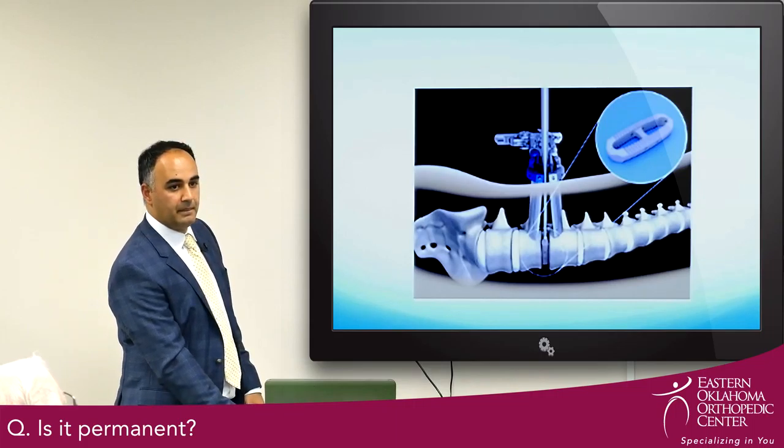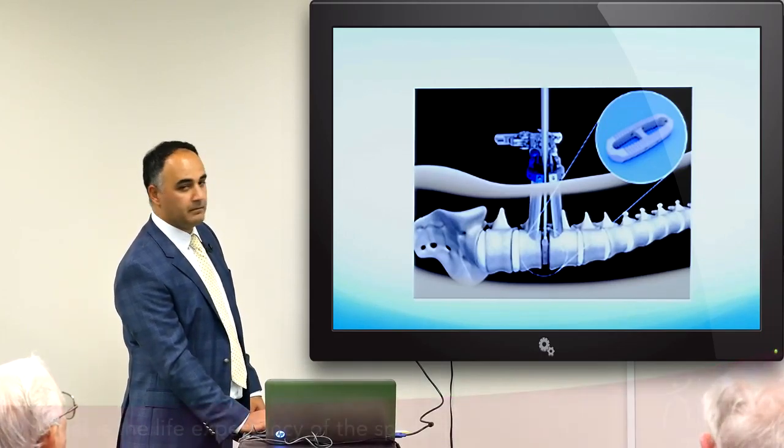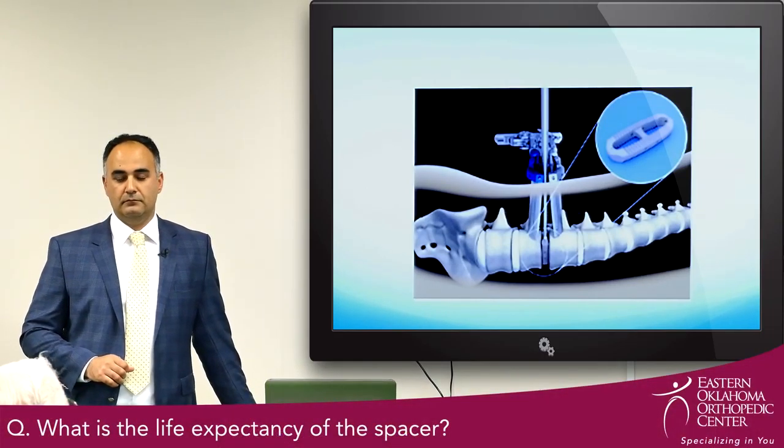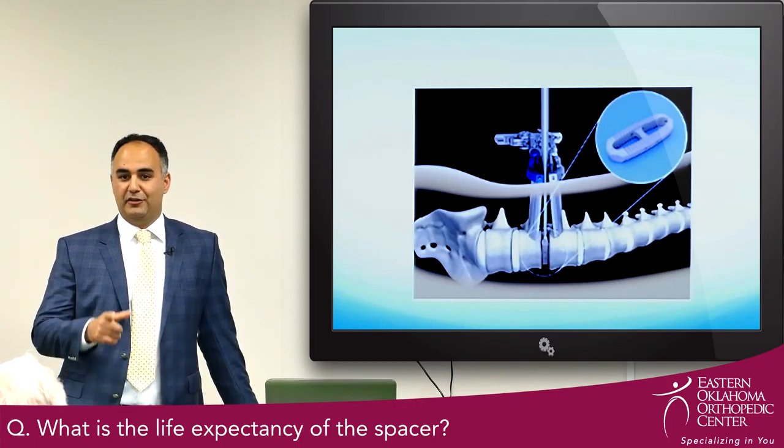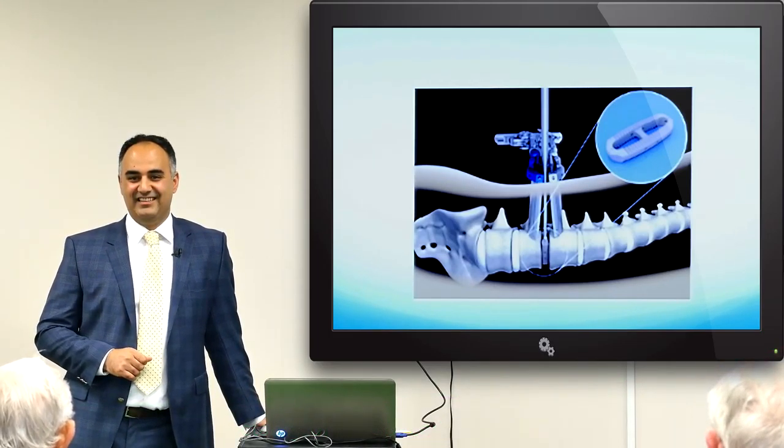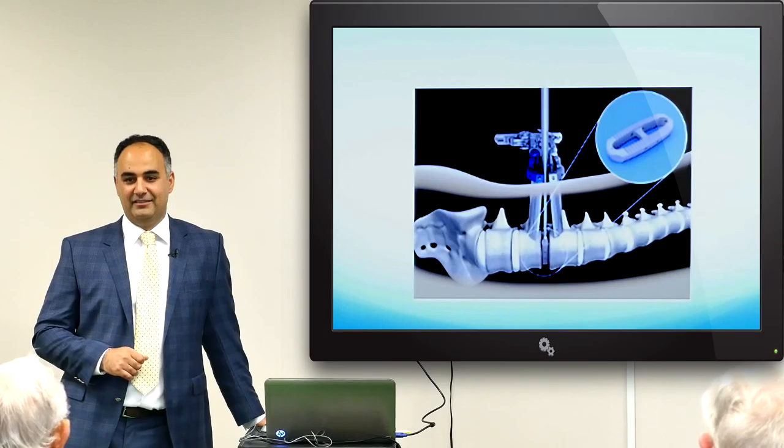So that becomes permanent then? Mm-hmm. What's the life expectancy of that cage? Whatever yours is. It'll go with you to the grave, because it's not a bearing surface. So like when people have hips and knees, those things are moving and they wear out. This, we're hoping that it doesn't move anywhere. So it's just going to sit there and keep that height open.